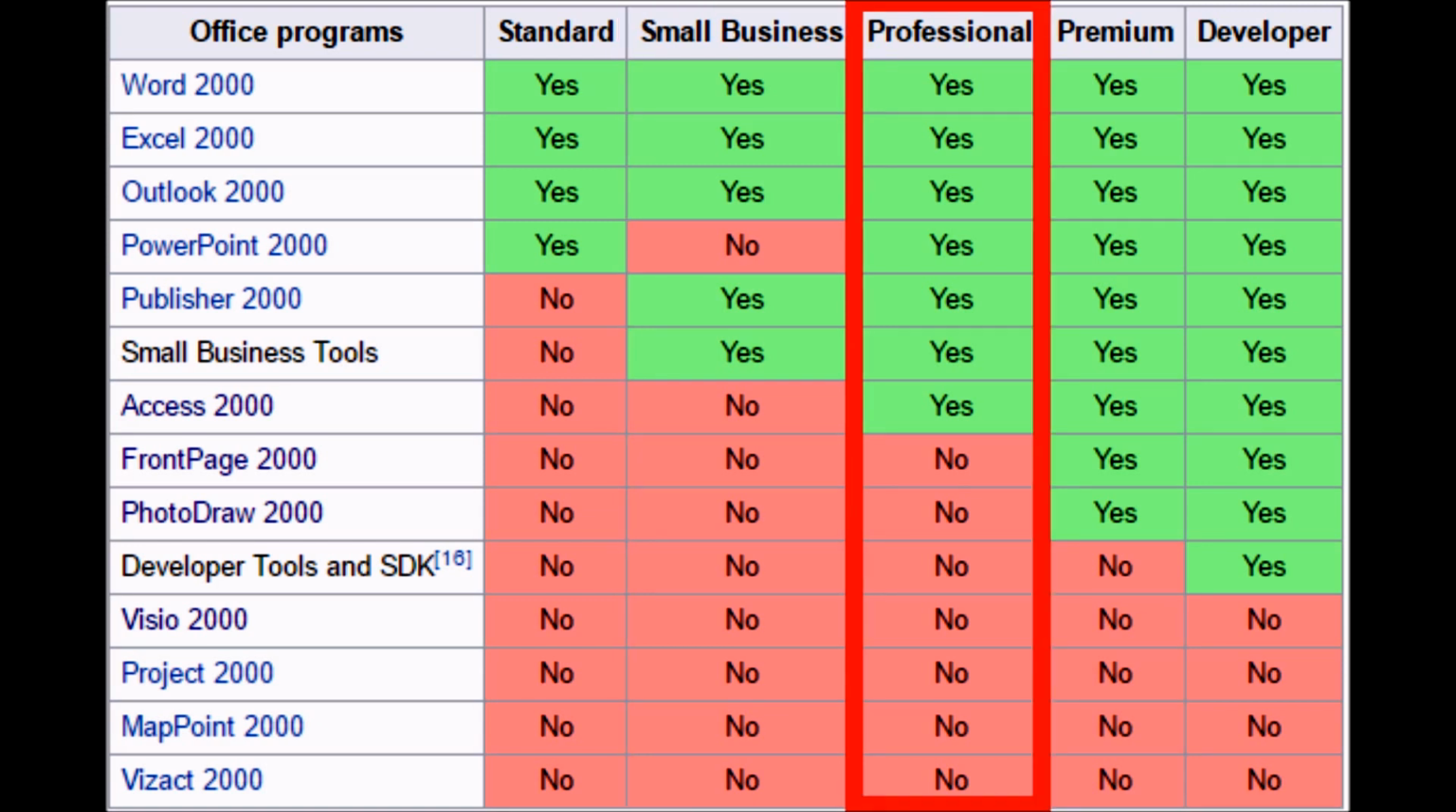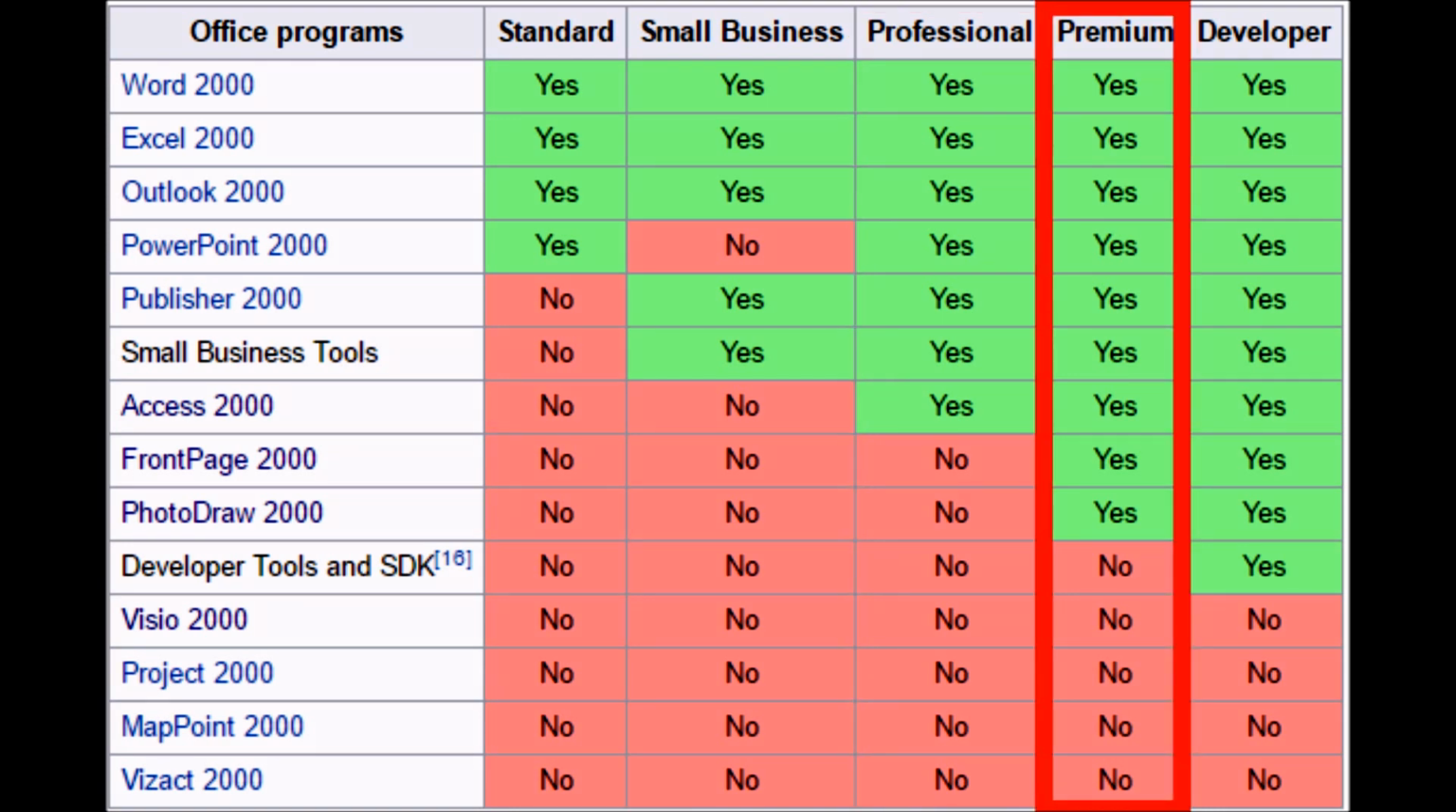Professional had all the other programs, including Access 2000, a databasing tool that has come to stay. Premium was all Professional, but with Front Page 2000 and PhotoDraw 2000. Front Page was a web administration tool, but has been discontinued and replaced by Microsoft Expression Web. And PhotoDraw was a one-time shop for a vector graphics program, which ultimately flopped.